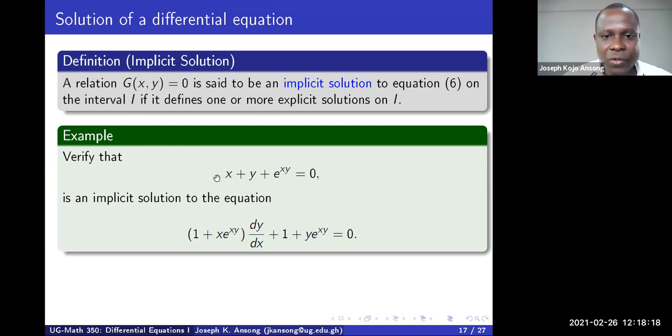So for instance, we want to verify that this is actually an implicit solution to the equation. Note that this so-called solution, which we haven't verified yet, is not in the form y is equal to something. You see, the y is not isolated. The y is all part of a function equal to 0. So this right-hand side is what is represented by g here, as a function of x and y.